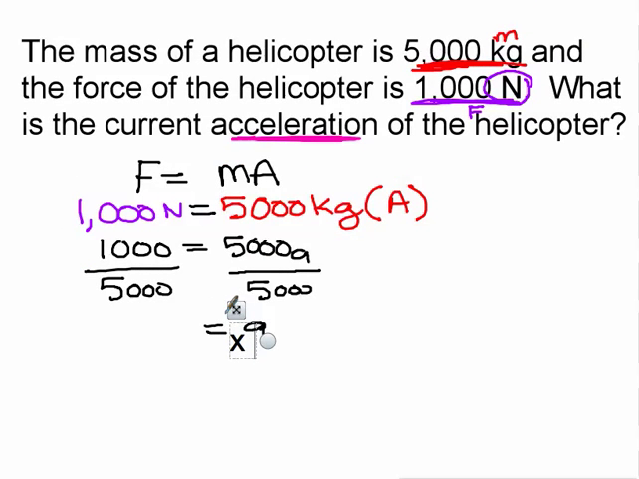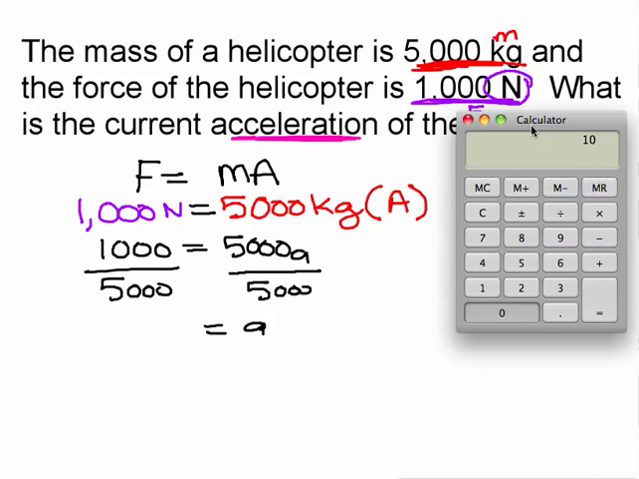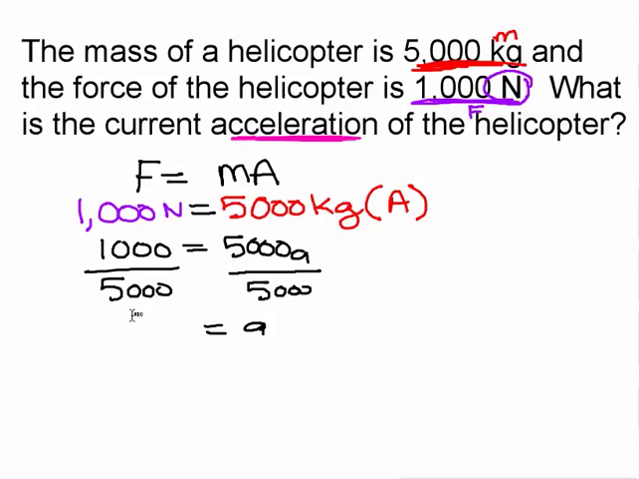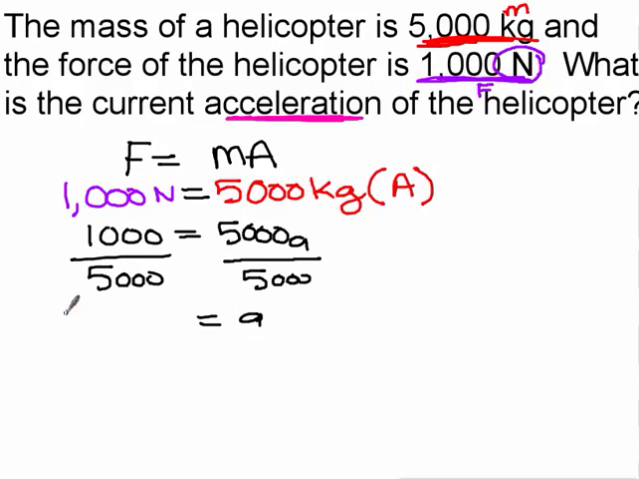So let's get out the calculator, because that's probably going to be the easiest way to solve this problem. We're going to do 1,000 divided by 5,000, and it equals 0.2. So the answer is 0.2, and the units for acceleration are meters per second squared, and that is the answer.